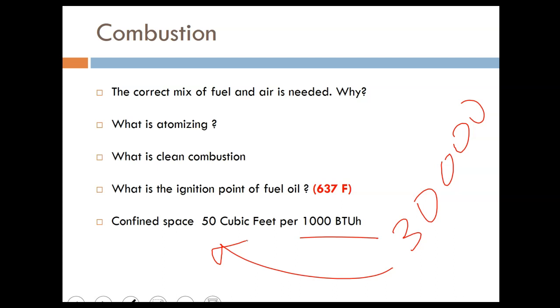So for 30,000 BTUs, you're going to multiply 30 by 50, so that's going to be 3 times 5, 150, and it's going to be 1500 cubic feet, if I did that correctly. That's supposed to be the space where the boiler is located. If it's less than that, then it is considered a confined space, and it has to be ventilated before you do any work in that.